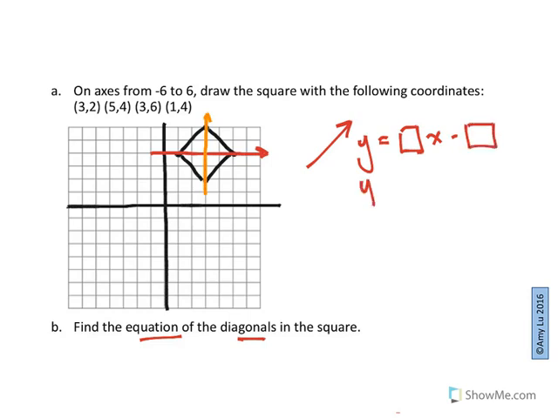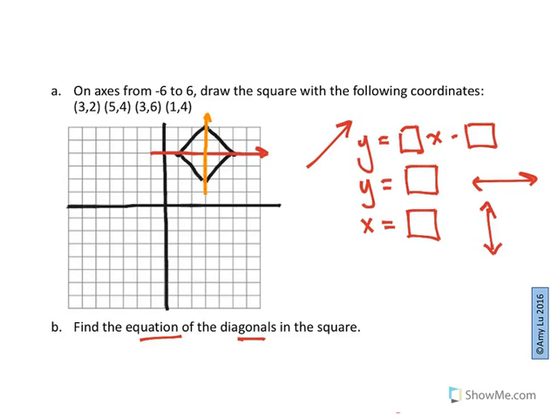If you have lines that are just y equals some number, usually those lines always run horizontally because they cross through the y-axis. If you have x equals something, that means those numbers always run vertically because they cross through the x-axis.